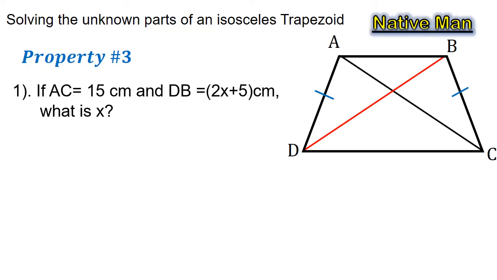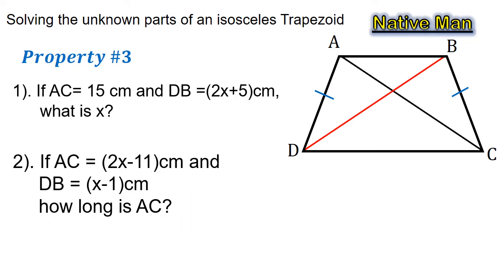Okay, ito po yung mga questions that we're going to answer applying the third property of isosceles trapezoid. If AC is equal to 15 cm and DB is equal to 2x plus 5 cm, what is x? Another one, if AC is equal to 2x minus 11 cm and DB is equal to x minus 1 cm, how long is AC? So yan po yung ating sasagutan.